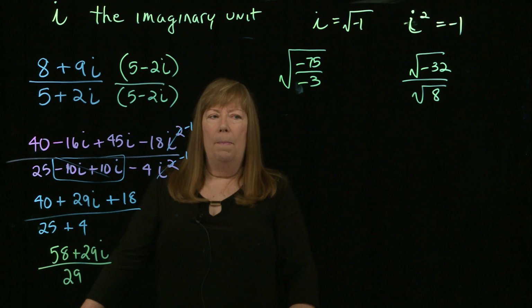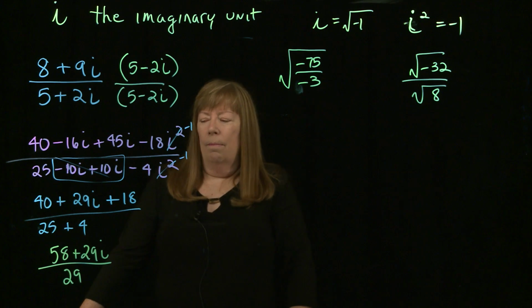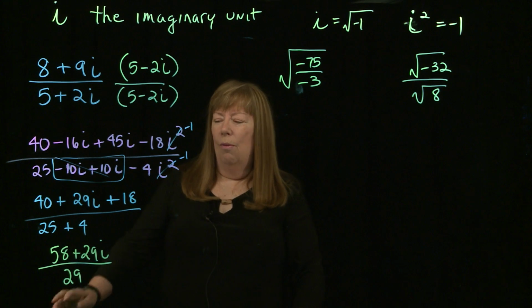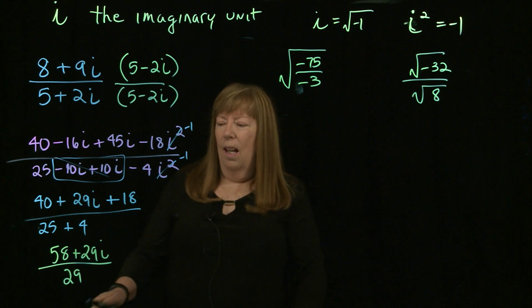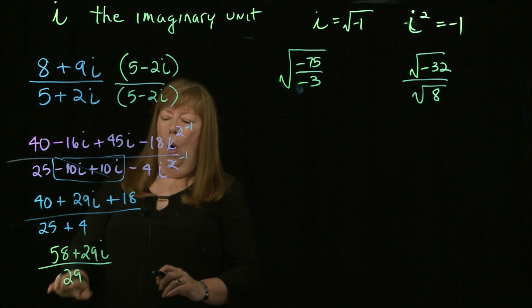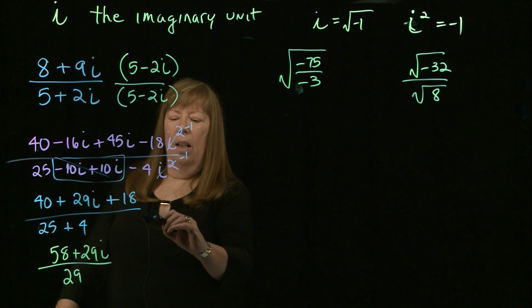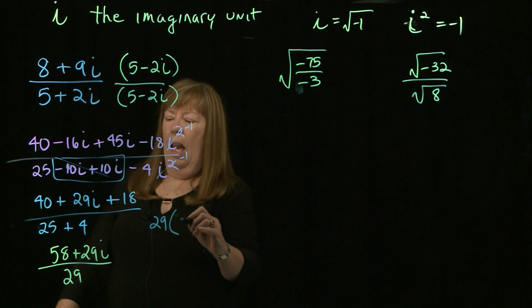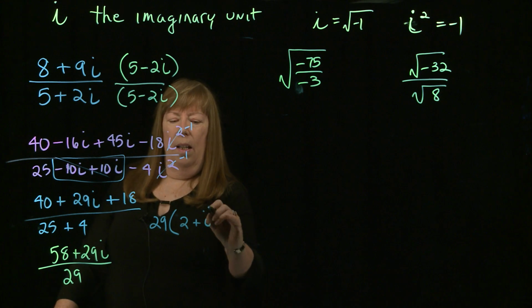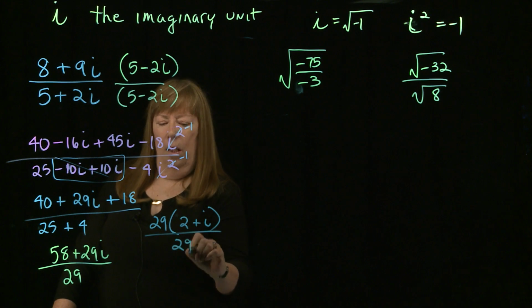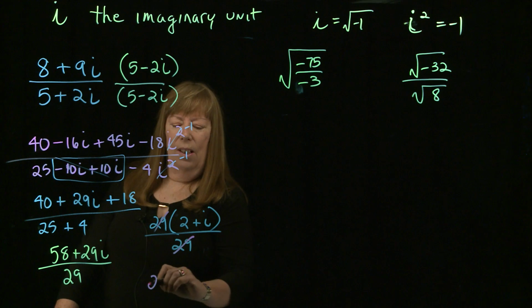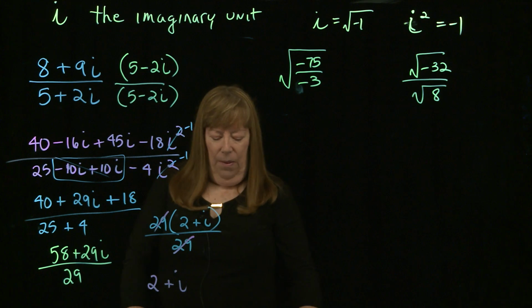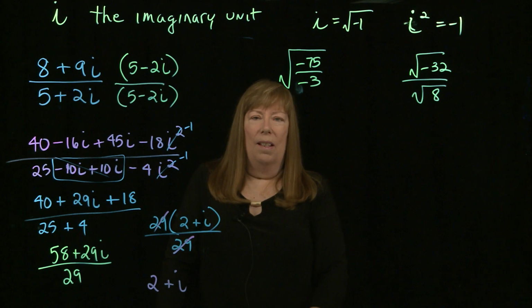So, you think we're done? Something nagging at you? 29 goes into 58, doesn't it? You're right. There's one more thing we could do. We could factor out a 29 on the top, and that would leave me 2 plus i over 29. And now the 29s cancel, and your simplified version is 2 plus i. Good job.